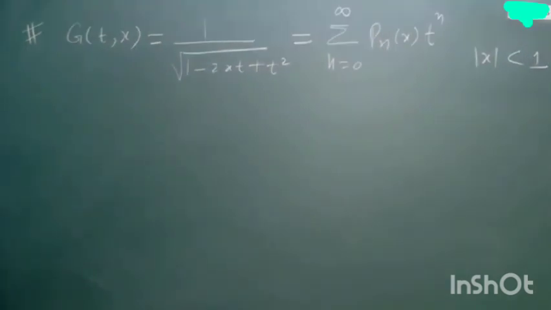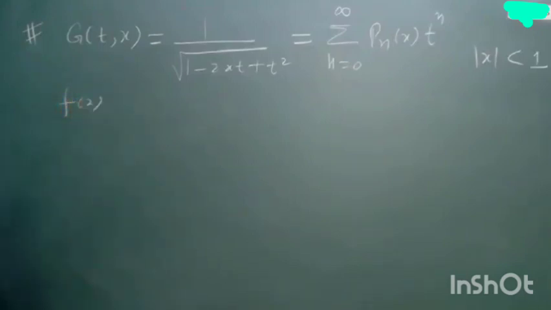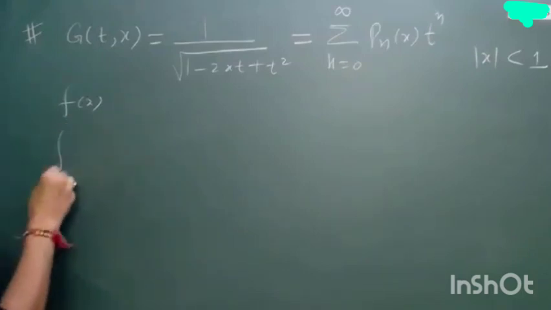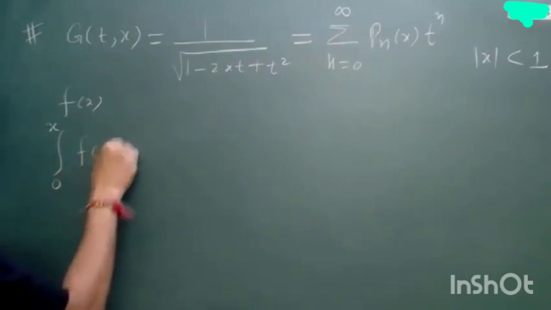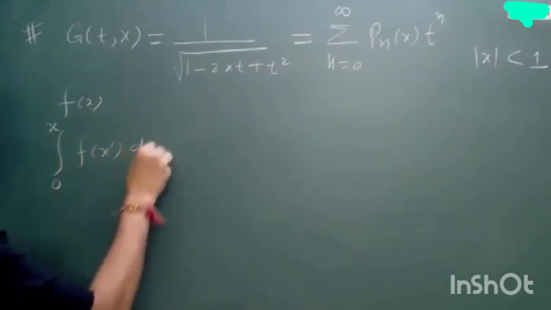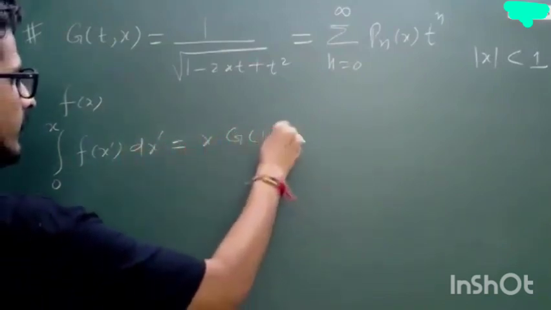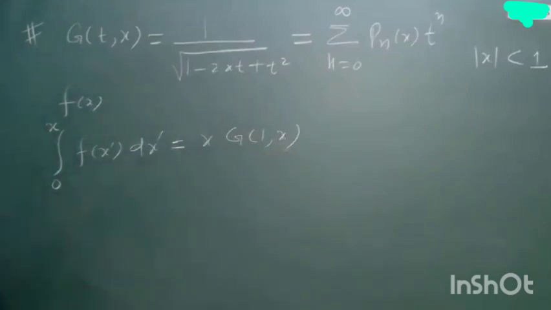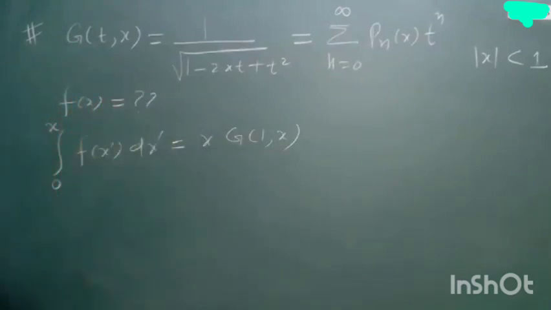Okay, this is given. Whose generating function is this? Legendre polynomial. Now they are saying that there is a function f(x), and f(x) is something like this: integral from 0 to x of f(x') dx' is equal to x g(1, x), and they want the value of f(x). How to calculate the value of f(x)?